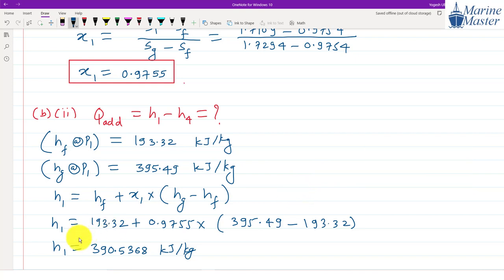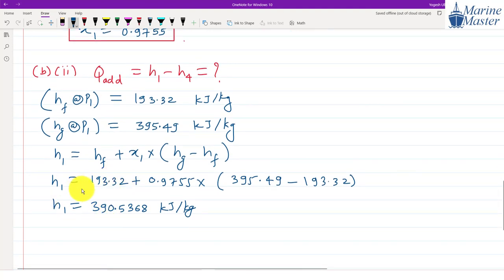Now what have we got? We got the value of H1, guys. Now what we need is the value of H4, guys. And how to get H4? H4 is again wet vapor, and for that we are going to use a similar relation.